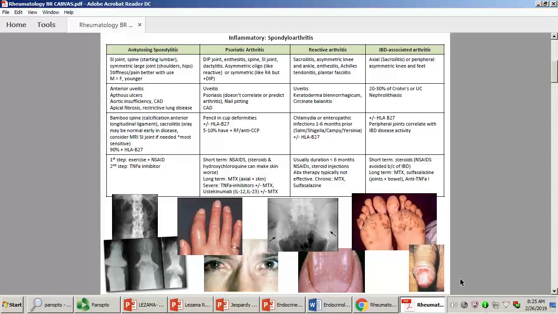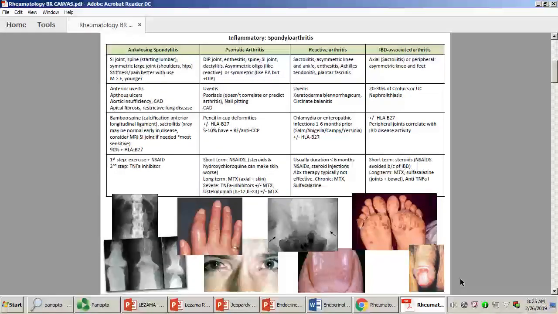So long-term methotrexate is actually a great 2-for-1. It'll treat the arthritis as well as the skin rash. And then, of course, the TNF-alpha inhibitors will also do the same, right? They'll also treat the skin as well as the arthritis. And you can also use your interleukin inhibitors as well, with plus or minus methotrexate. Alrighty.